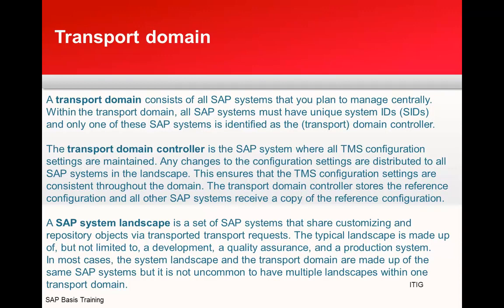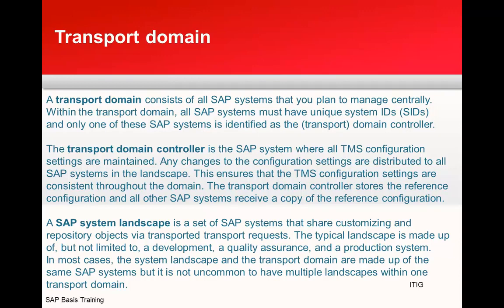Okay, so the domain controller is basically the system which you assign or allocate to manage the transport within your landscape, within the domain. The transport domain controller is the SAP system where all TMS configuration settings are maintained. TMS basically stands for transport management system.